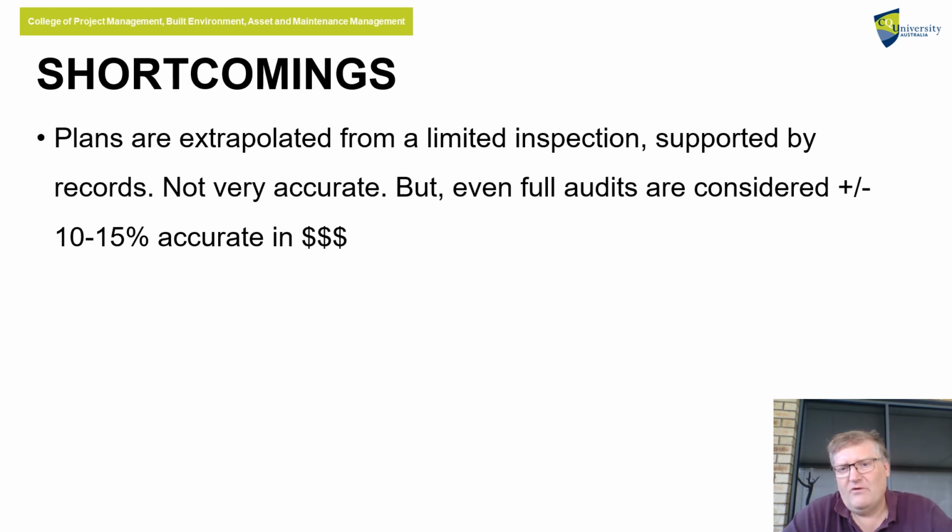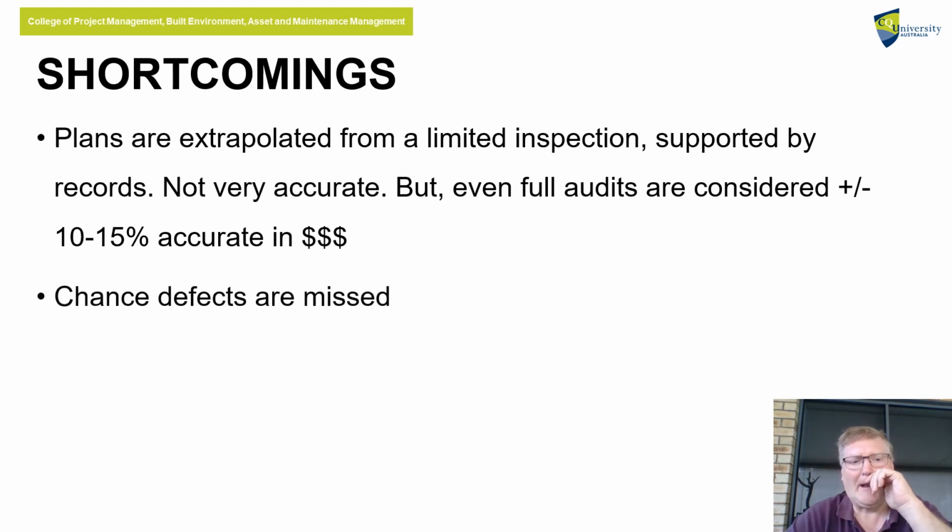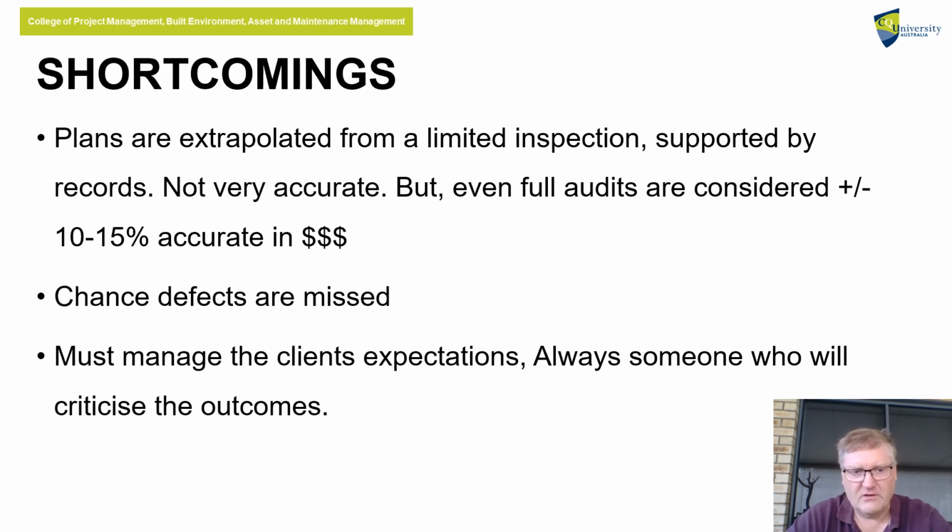But even a full audit, where you look at absolutely everything, is generally, professionally considered to be maybe 10 to 15% accuracy in prices, and you tend to find that most of those are pessimistic. So they value maintenance works at a higher rate than it actually is. But your accuracy's on the line here. You will miss defects. You will miss, whether they're asset defects, process defects, you will miss them. So that's why you need to cover things that you can't find.